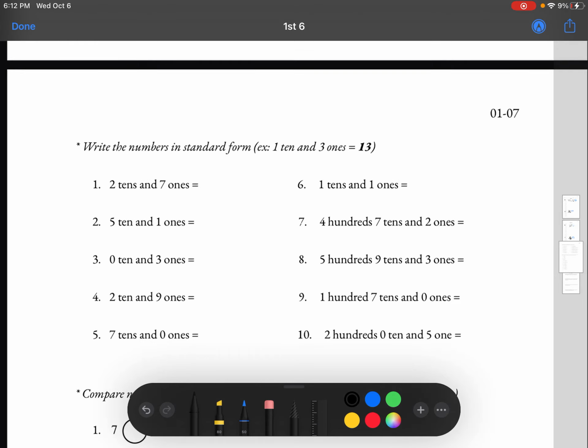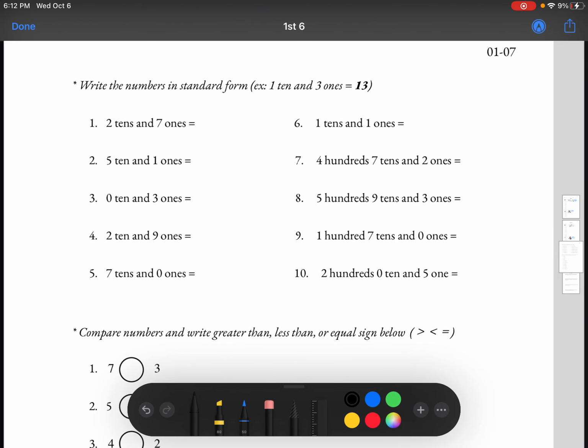Next, we will move on to the next section. Write the numbers in standard form. Example, 1 ten and 3 ones is equal to 13. So for this, we will do number 1, 2 tens and 7 ones. For this, we need a 10 spot and a 1 spot. And we can see there are 2 tens, so 2 will go in the 10 spot, and 7 will go in the 1 spot, meaning the answer to number 1 is 27.